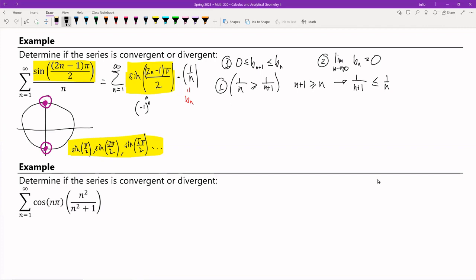Another argument that I like to use, this is the argument that I run through my head every time, is that we say this: for bn plus 1, the denominator gets bigger.